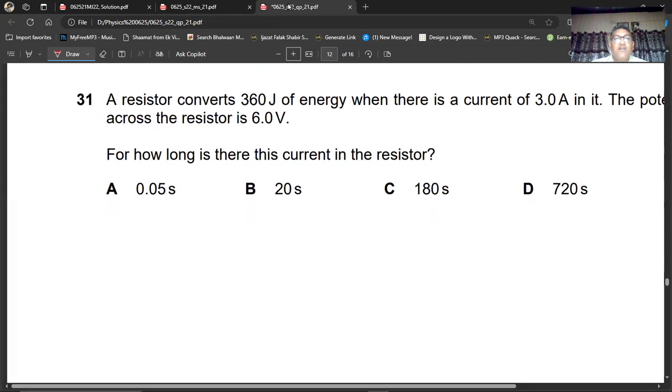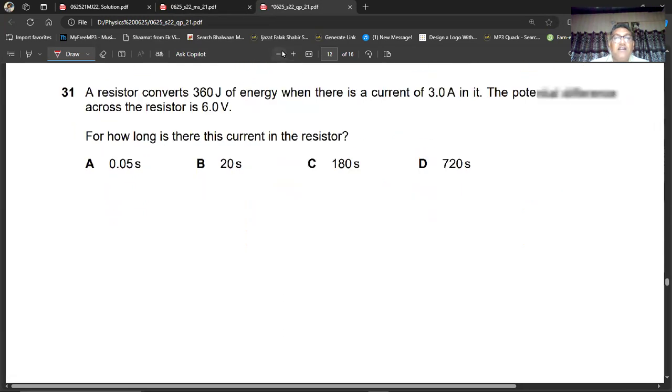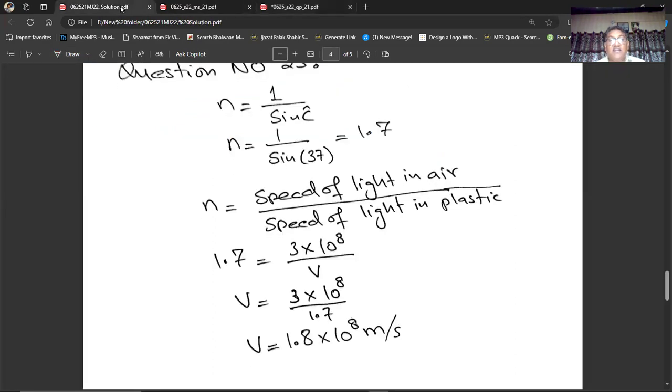So we have then question number 31. He says a resistor converts 360 joules of energy when there is a current of 3 ampere in it. The potential difference across the resistor is 6 volt. For how long is there this current in the resistor? You know the electric energy is equal to IVT. T is the question. Let me show you.